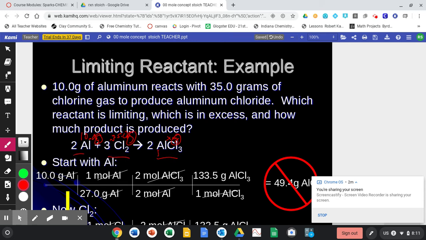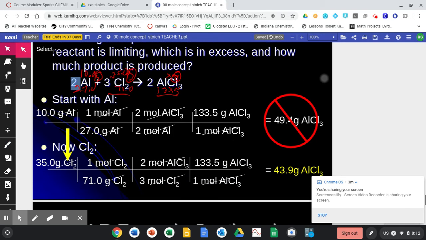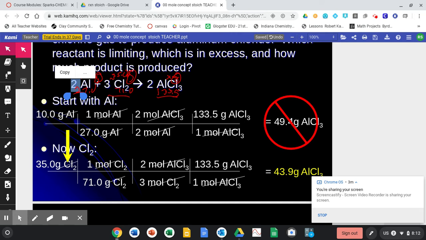And this is 133.5 for aluminum chloride, chlorine 71.0, and aluminum 27.0 for 1 mole of that stuff. And so we do it with aluminum, we do it with chlorine. We see the answer from aluminum is somewhat larger than the answer from chlorine for aluminum chloride.